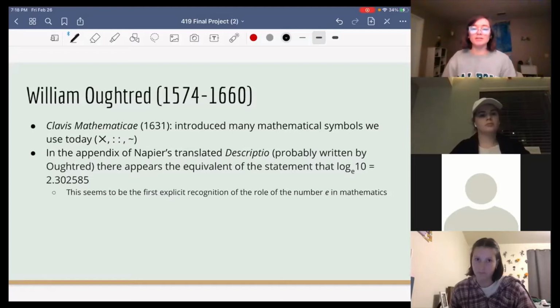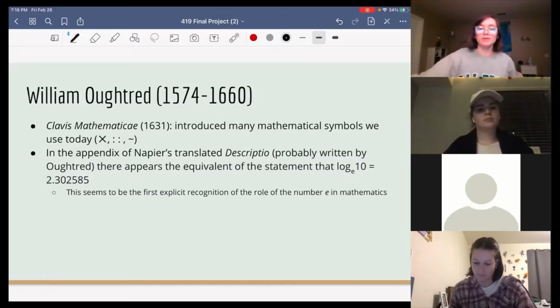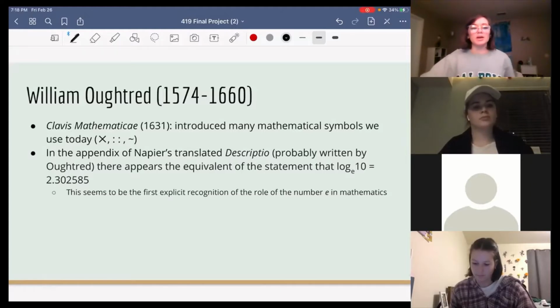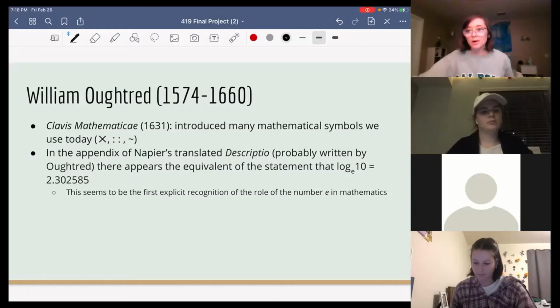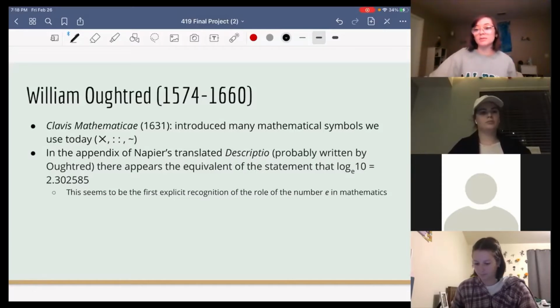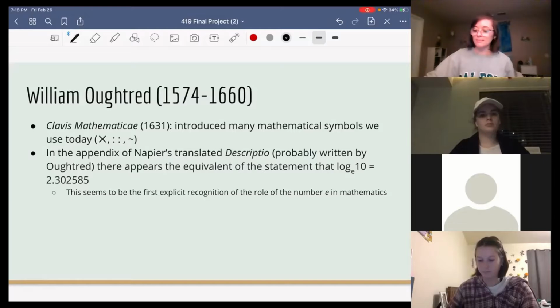So in the appendix of Napier's translated Descriptio, it was actually shown, this was like the first time when e was introduced. And in this appendix, which was probably written by Oughtred, there's an equivalent of a statement that log e 10 equals 2.302585. Although that wasn't actually written, there was an equivalent statement. So this was the first explicit recognition of the role of the number e in math.